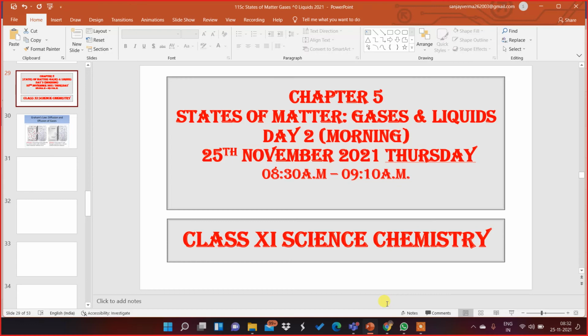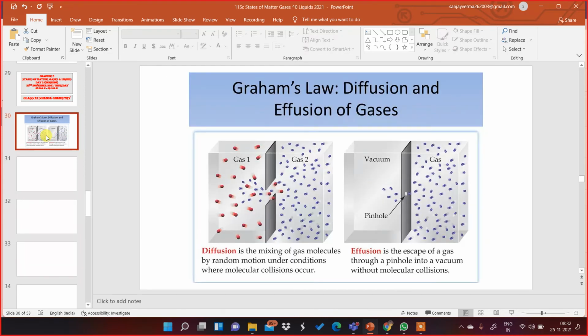In my previous class, I told you about Dalton's law of partial pressures. Today, I'm going to discuss Graham's law of diffusion and effusion. But before going into the statement of Graham's law, let us first understand what is diffusion and what is effusion. On your screen, you can see a diagrammatic illustration to explain diffusion and effusion.